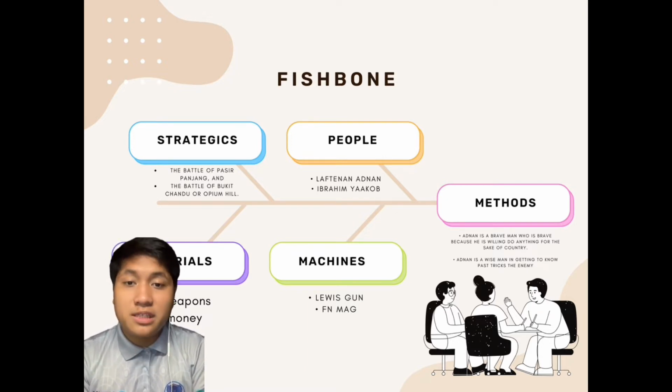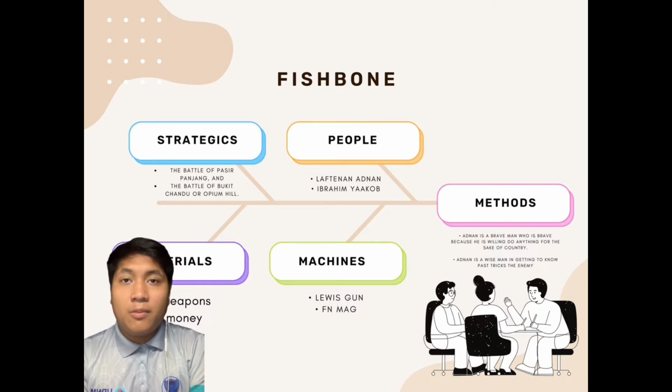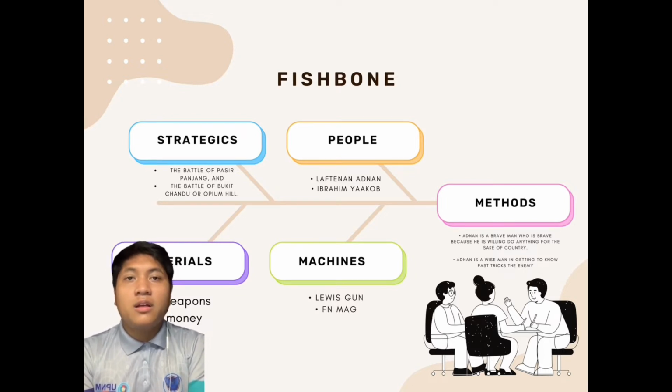Okay, next one is machine. The Lewis and FN MAG were used by the Malay Regiment in the war. The Lewis gun that was used regularly by Lieutenant Adnan in this film is actually a mock-up model. Next, the FN MAG is a Belgian 7.62mm general purpose machine gun designed in the 1950s at Fabrique Nationale by Ernest Vervier. During the war on Bukit Chandu, Lieutenant Adnan and his army ran out of Lewis gun and FN MAG bullets and had to retire, but many were killed and Lieutenant Adnan was arrested and killed.